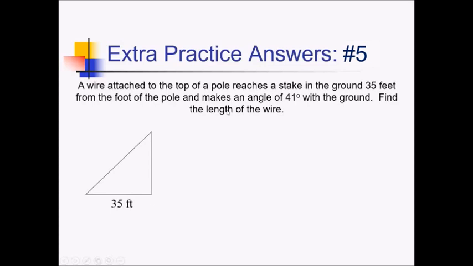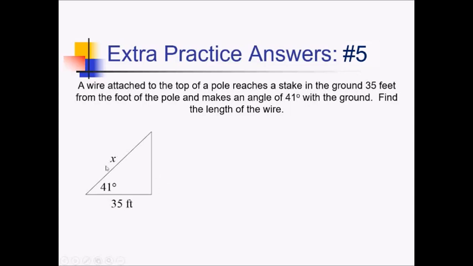And now we said that we have an angle of 41 degrees with the ground. That's the angle between the horizontal and the hypotenuse here, 41 degrees. And we could call this an angle of elevation if we wanted. And we want the length of the wire. Remember, the wire is this hypotenuse being stretched between the stake and the top of the pole. So we're going to call this hypotenuse x.